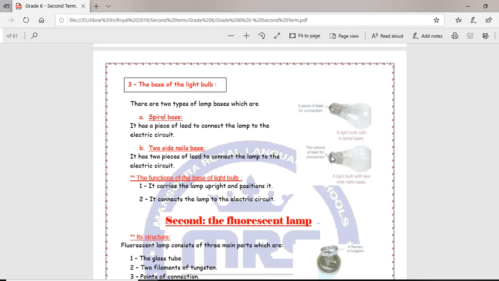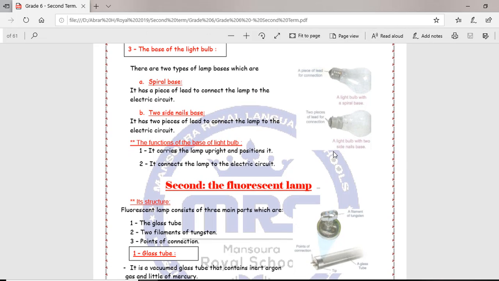What about the two-side nails base? It has two pieces of lead to connect the lamp to the electric circuit. So I have here two types of bases. The first one is the spiral base and it has a piece of lead, the two-side nails base has two pieces of lead, and both connect the lamp to the electric circuit. What are the functions of the base of the light bulb?